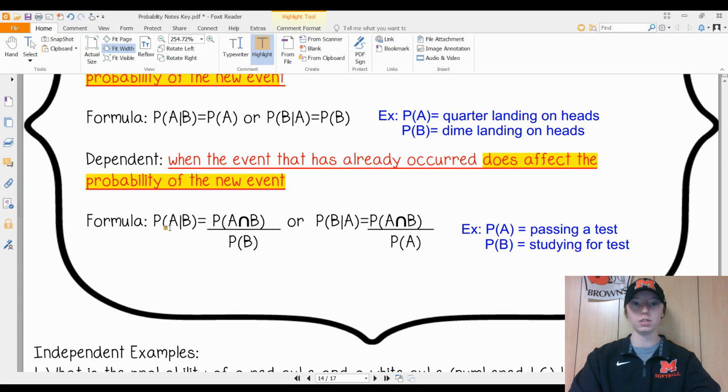So we're going to use this formula right here for it. This says the probability of A given B equals the probability of A intersect B. If you remember from the notes before, whenever you see intersection, you're going to multiply. And then we're going to divide that all by the probability of B.